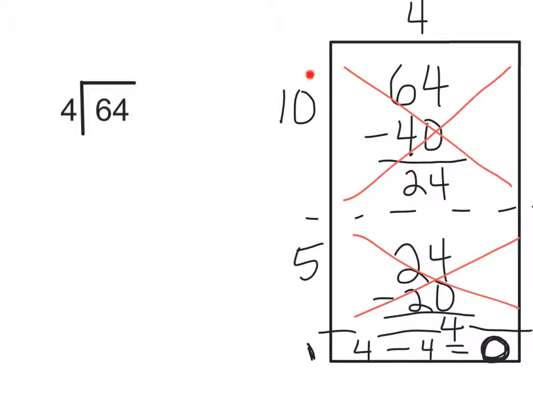So now I need to add up my friendly numbers to get my quotient. So I took away 10 groups, then I took away 5, then I took away 1. So altogether I took away 16 groups. So my quotient is 16. 64 divided into groups of 4 equals 16 groups.